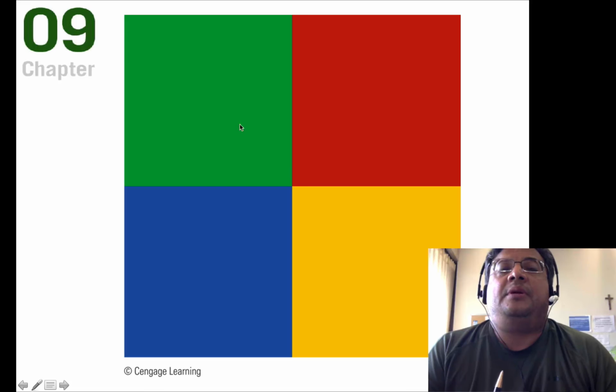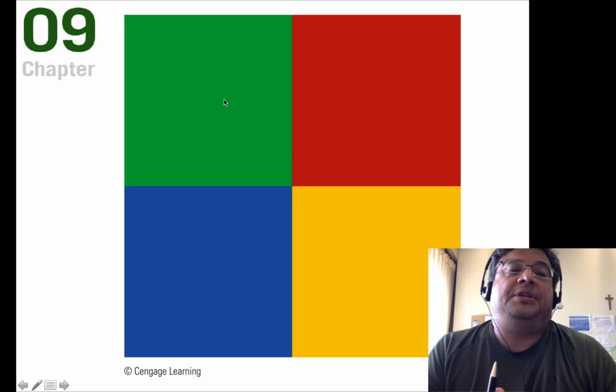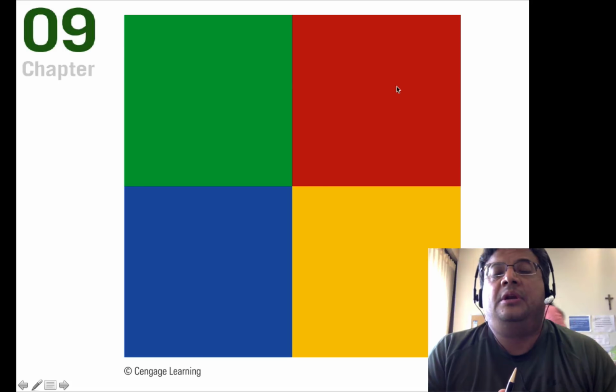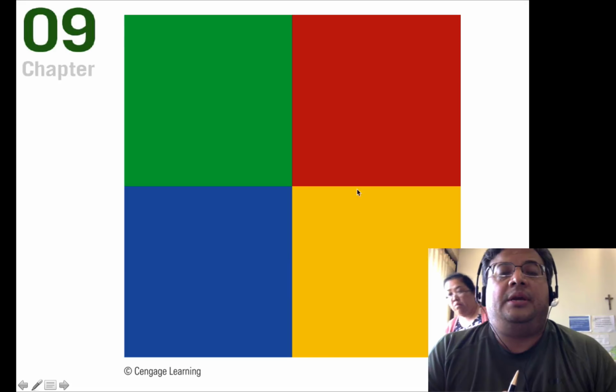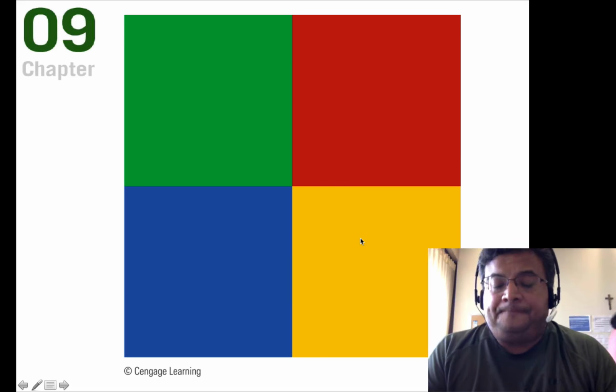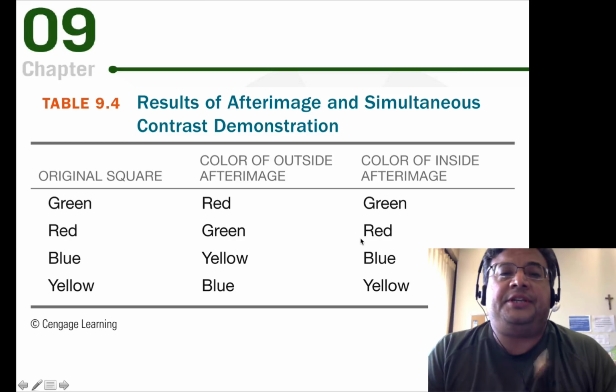Write down what colors you see, and then do the same with the other squares. So then cover all these squares and then put the little white square in the middle, and then stare at it and then look away. Write down what you see. Do it with the blue and the yellow. What you should see is something like this.